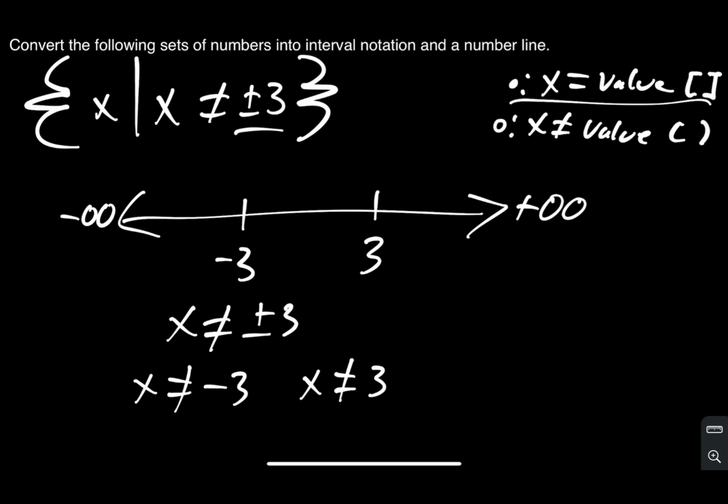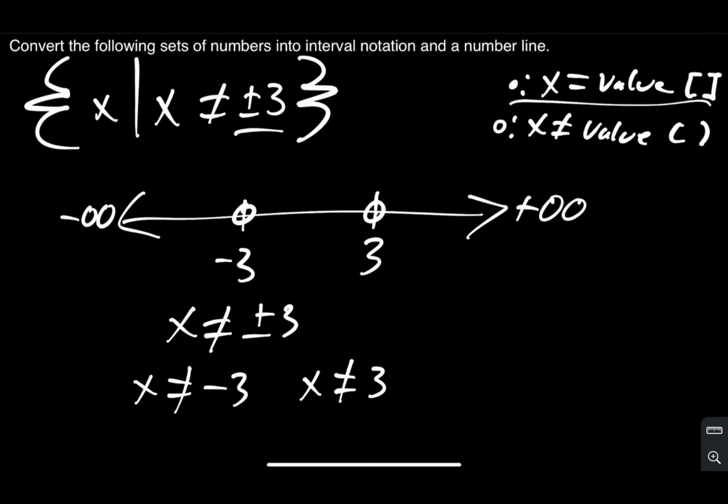So since we know that x can't be exactly negative 3, we use those hollow points on negative 3. And the same goes for positive 3. X cannot be positive 3. So since we know that, we use a hollow point as well there. Now let's shade in the region. X cannot equal plus or minus 3. So x can be any value but plus or minus 3. X can be any value but negative 3 or positive 3.